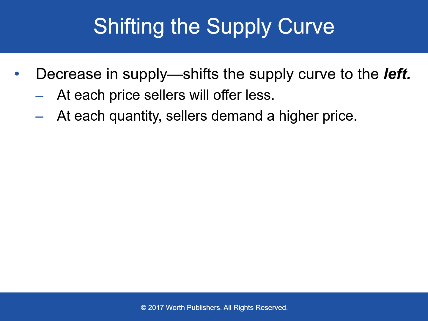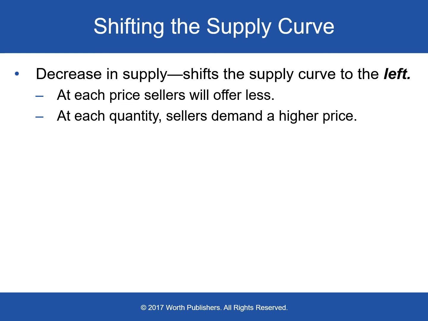And a decrease in supply means a move to the left. When we talked about a decrease in demand, we were talking about the demand curve moving to the left. When we talk about a decrease in supply, we talk about the supply curve moving to the left. And that will mean at any particular price, sellers will offer less, and at any fixed quantity, sellers will demand a higher price.